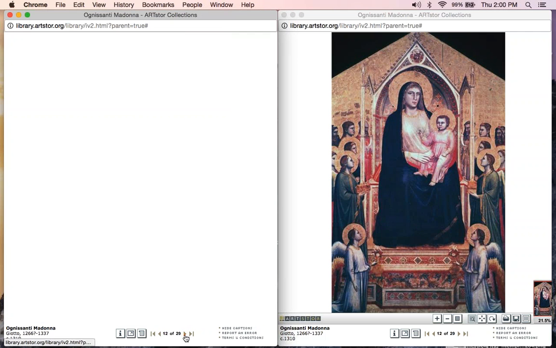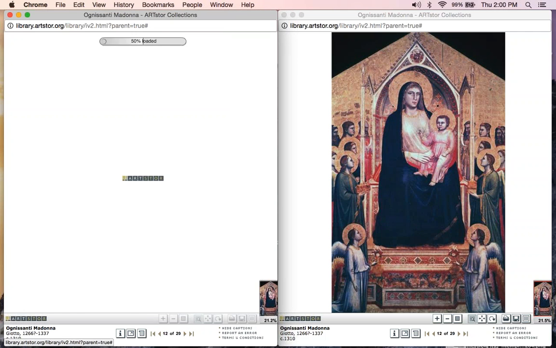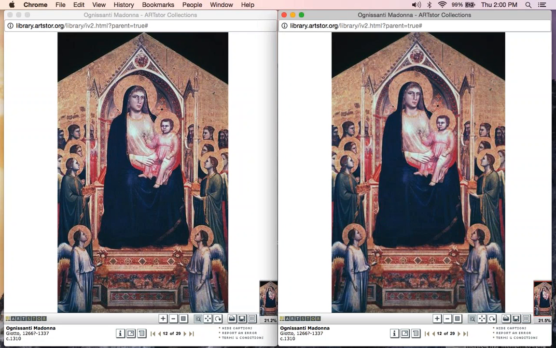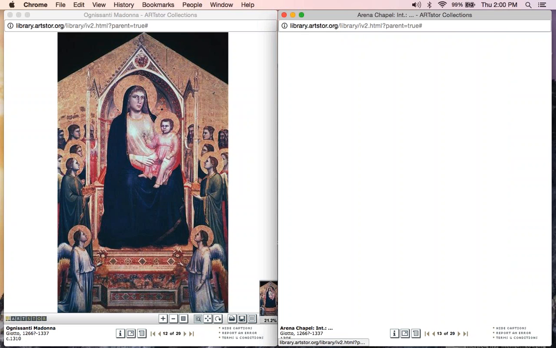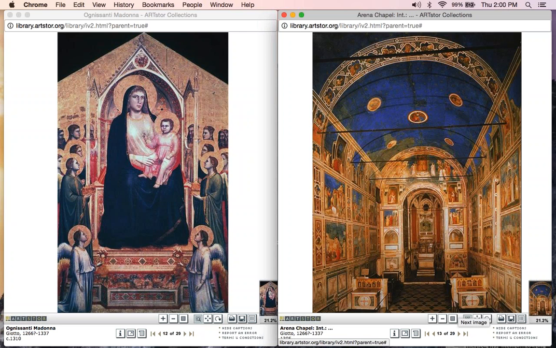I'm going to move our Giotto image over here to the left-hand side so we can continue looking at Giotto and compare his icon that we see here on the left-hand side to a narrative painting. This is the interior of the Arena Chapel. It was painted by Giotto using the true fresco or the bon fresco technique. That means that it is painting on wet plaster.